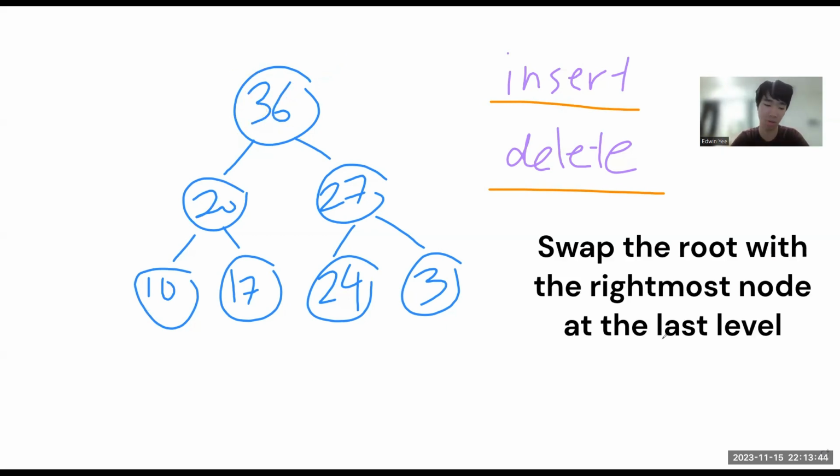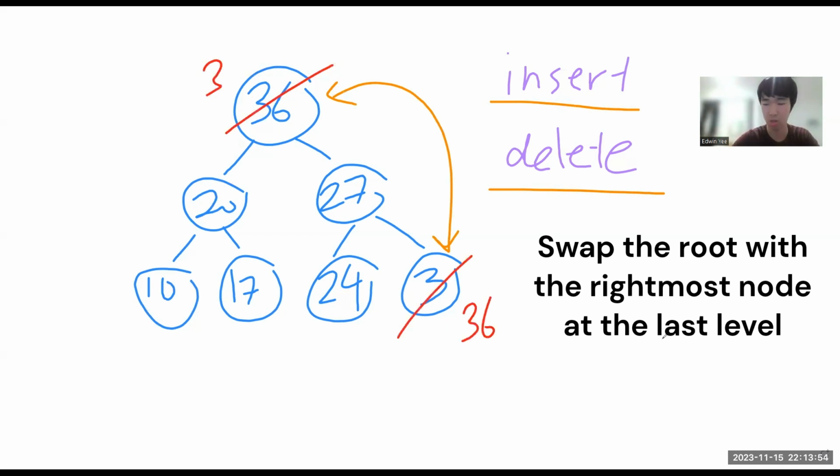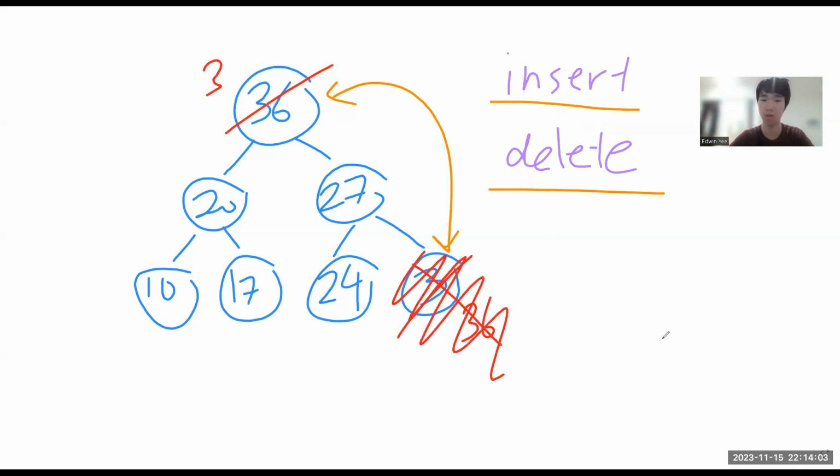And so what would we need to do? Well, we would swap the 36 with the 3. And so this would become 3 and this would become 36. And so now we can safely remove the 36 without causing the heap to fall apart. And this goes away. So this is no longer here.